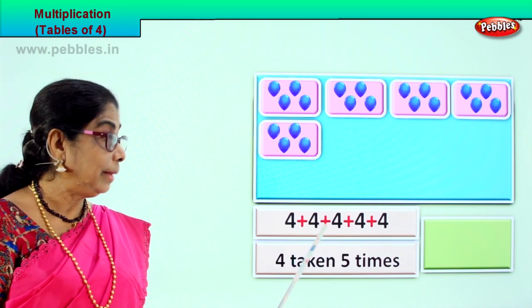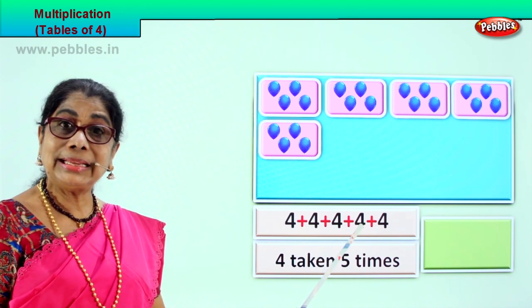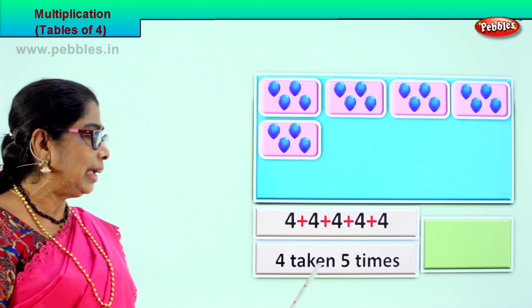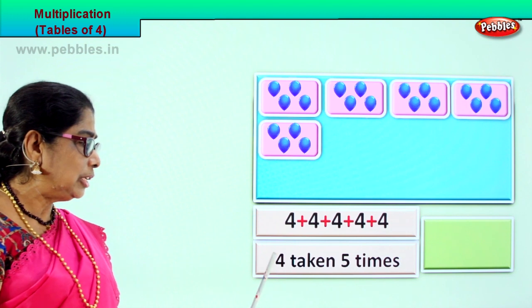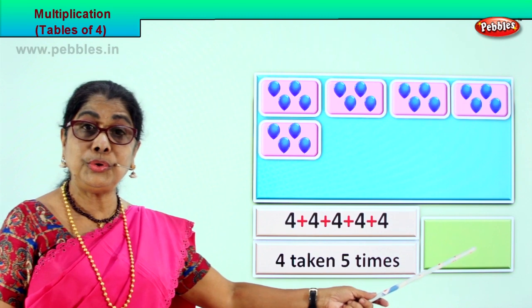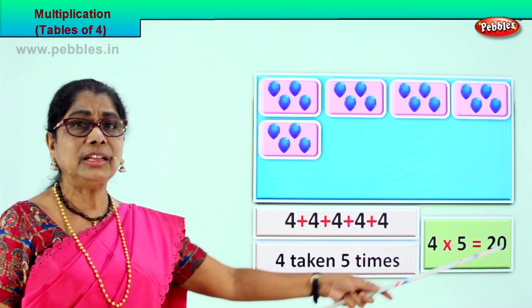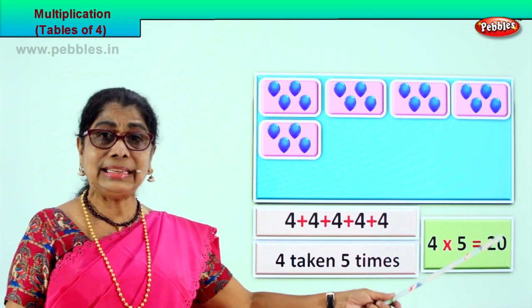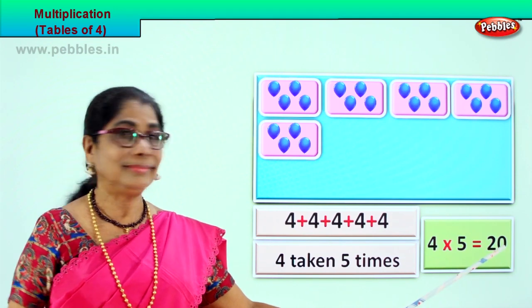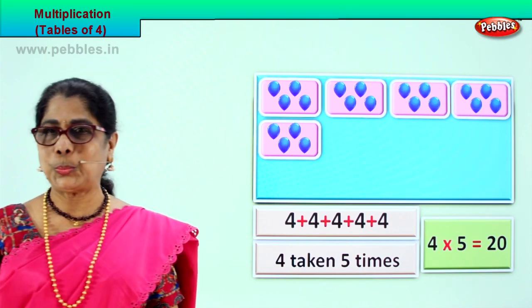Now, 4 plus 4, 8. 8 plus 4, 12. 12 plus 4, 16. 16 plus 4, 20. 4 taken how many times? 5 times. What is 4 taken 5 times? We write it as 4 into 5 is equal to 20. What is 4 fives are? 20. So if anyone asks you, what is 4 fives are? 20. Good. Let's look at another grouping of 4.